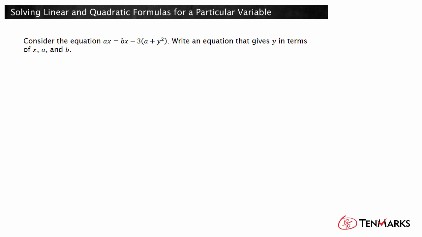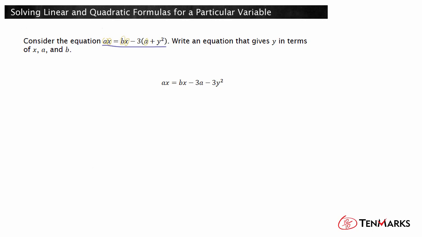The question asks for an equation that gives y in terms of all other variables. This means you must rearrange the original equation so that y is on one side of the equation and an expression in terms of a, x, and b is on the other side. The general approach will be to use inverse operations to isolate the y term. One way to do this is to use the distributive property to get a single term with a y in it.